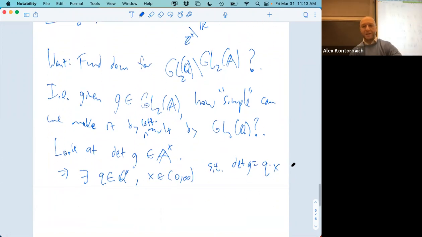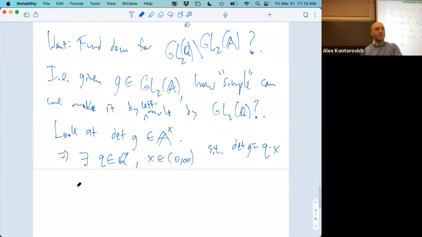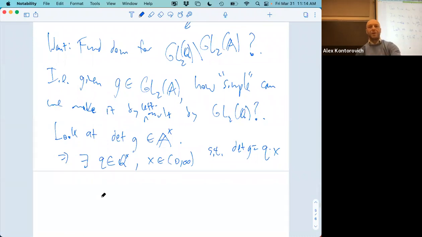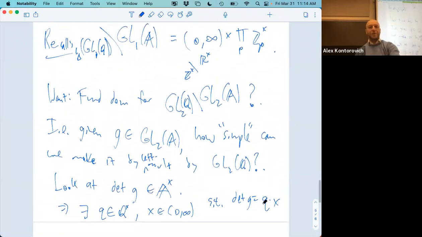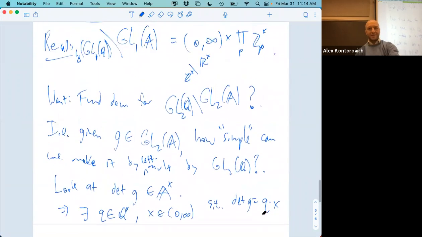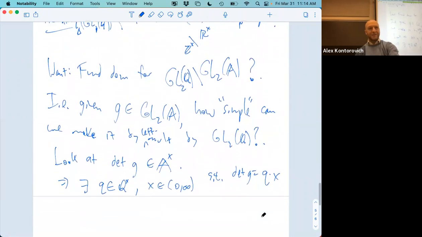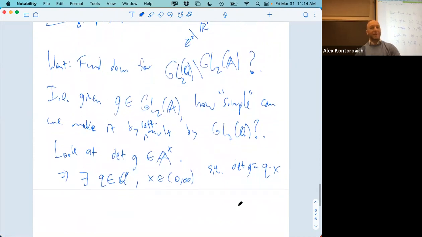Let me be a little more precise about this. You just factor in the determinant. I am just factoring the determinant as a rational number. Yes, you haven't done anything. You haven't acted by anything. I haven't acted by anything yet.